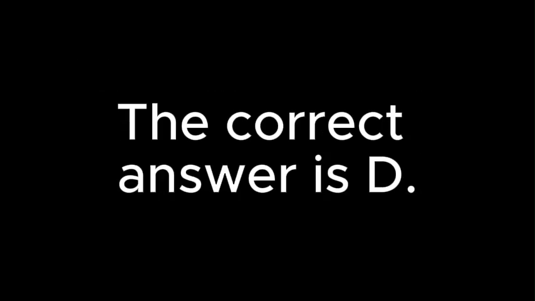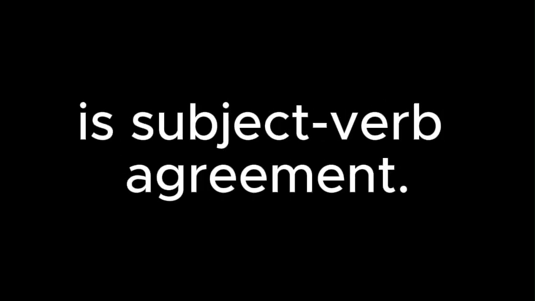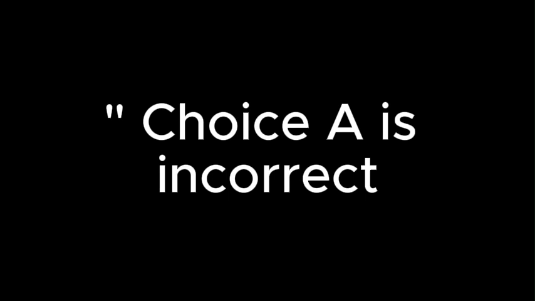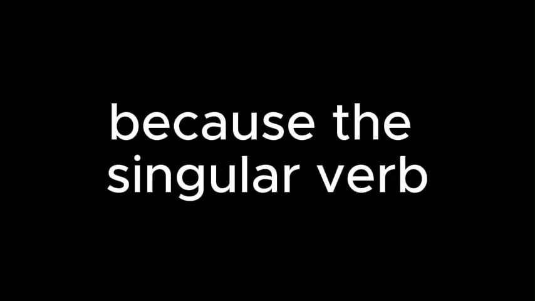You selected answer C. The correct answer is D. Explanation. Choice D is the best answer. The convention being tested is subject-verb agreement. The plural verb reveal agrees in number with the plural subject objects. Choice A is incorrect because the singular verb was revealing doesn't agree in number with the plural subject objects. Choice B is incorrect because the singular verb has revealed doesn't agree in number with the plural subject objects.